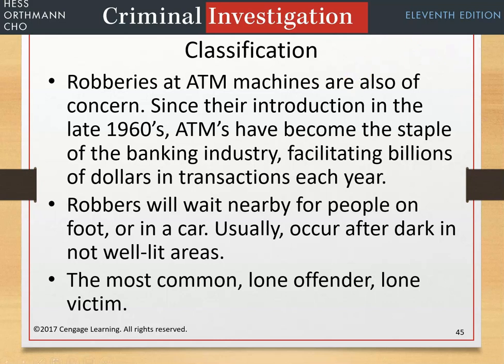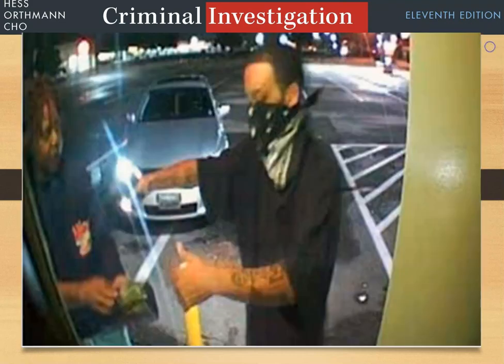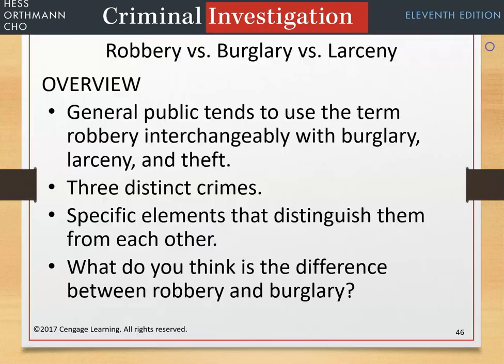And the common denominator a lot of times is it's a lone offender and a lone victim. There's not going to be a group hanging out, because then that's obvious to the person driving up. It's just going to be a lone offender who hides back and then approaches the unsuspecting male or female victim, and demands their money through force or fear. And that's typically what an ATM robbery comes down to.